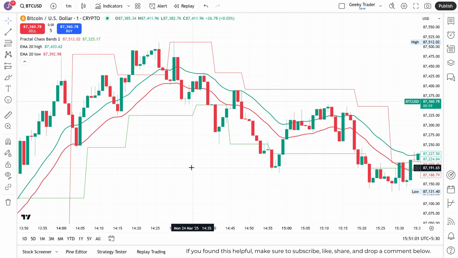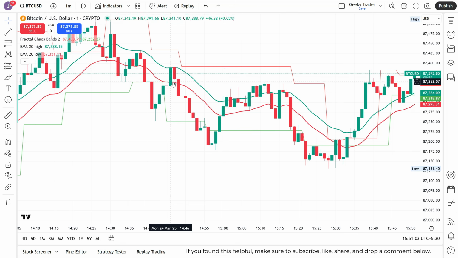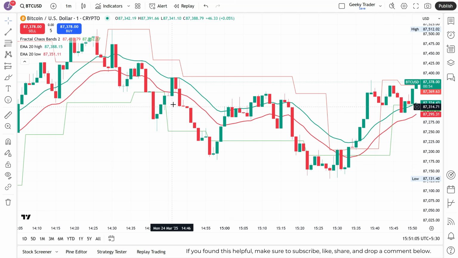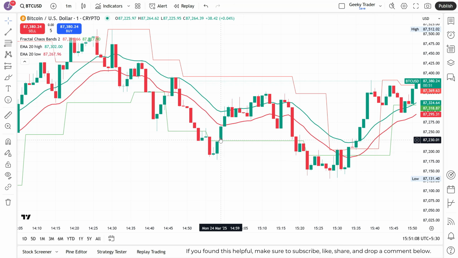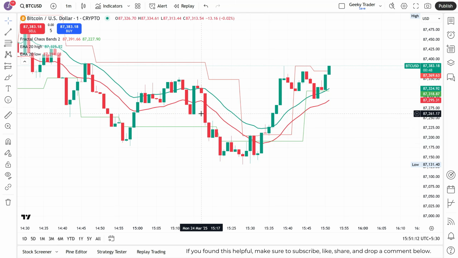It's very simple and easy to follow. Here's how it works. Whenever the price closes below the 20 EMA low, red line, it generates a sell signal. This indicates that the price is breaking downward momentum, giving us an opportunity for a short trade. To exit the trade, we look for key support levels. You can close the trade near the support line, green line, or when the price closes above the lower fractal chaos band. By following this approach, we can maximize our entries and exits efficiently while keeping risk under control.